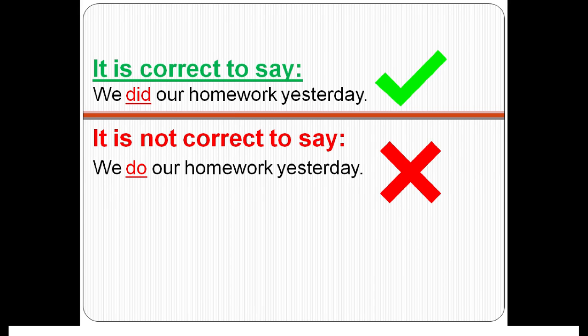Let's talk about what is and what is not correct to say. It is correct to say, we did our homework yesterday. It is not correct to say, we do our homework yesterday. The second sentence isn't correct because when you have an affirmative sentence in past simple tense, you need to use the past simple form of that verb.